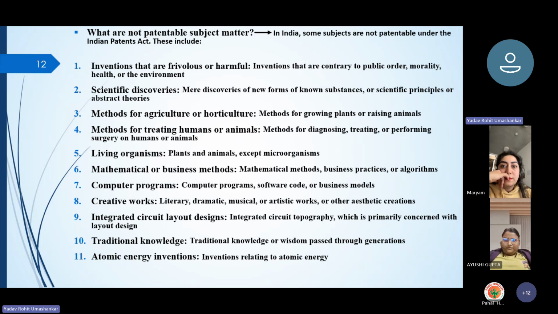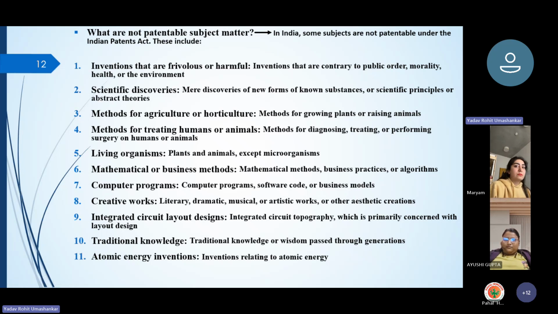So here are those things. So what are not patentable subject matter? In India, some subjects are not patentable, that I have listed here. All these things come under section 3 and 4 of the Indian Patent Act 1970. So the first one is inventions that are harmful. It should not be harmful to the environment or health of the public. Scientific discoveries, mere discoveries of new forms of known substances or scientific principles or abstract theories, don't fall under the patent subject.